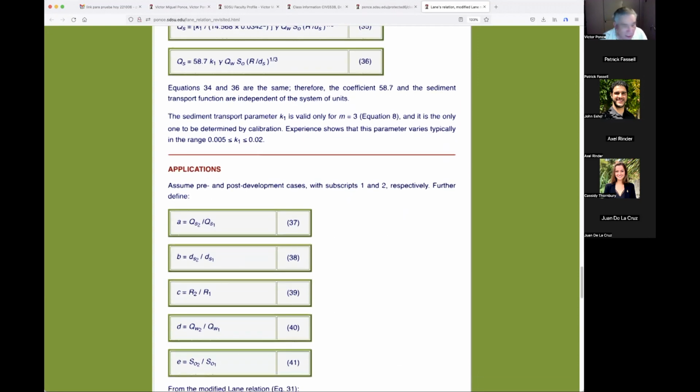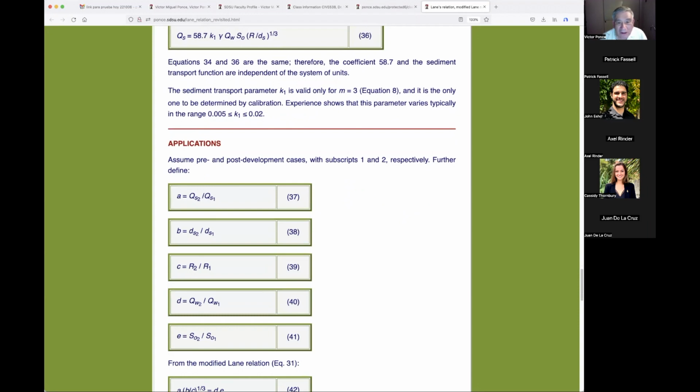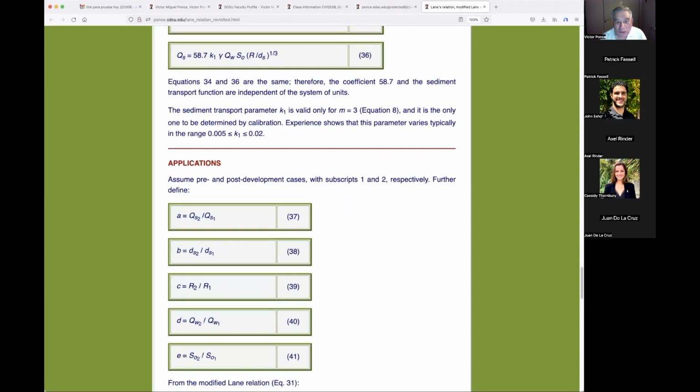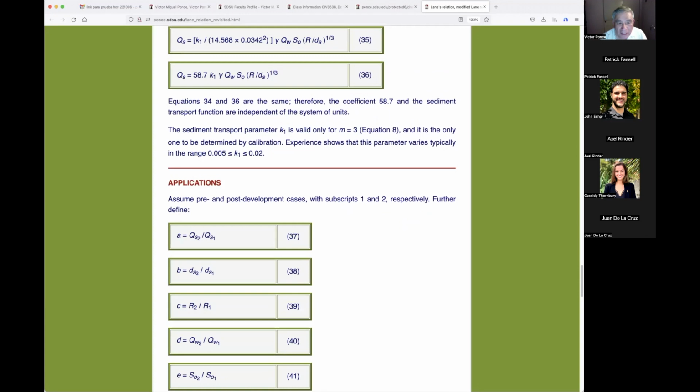So finally, we now figured out what the application should be. Let me finish it here. Sediment transport is valid only for 3. So for 4, 5, 6, or 7, one would have to determine it experimentally. Only one to be determined by calibration. Experience shows that this parameter varies typically in the range that K1 is 0.05 to 0.02.